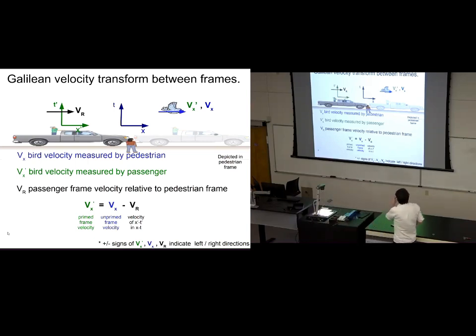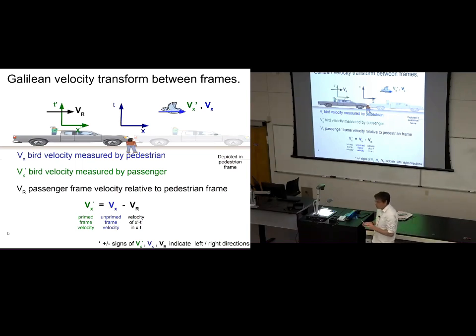Here's the birdie, and here's the velocity of the bird. Vx is its velocity, or speed, in the pedestrian reference frame, so that's the color coding, and the green Vx prime is its velocity in the passenger reference frame.